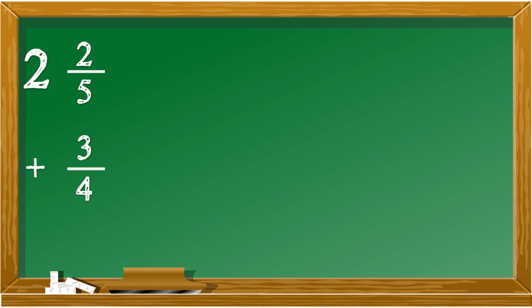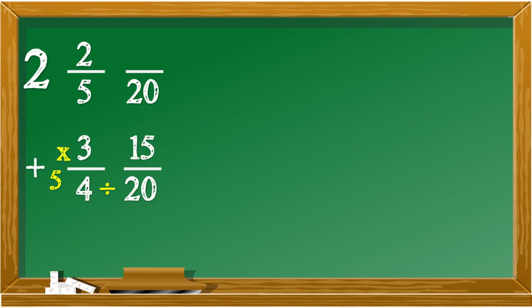Now, let us remove all the numbers and use 20 as their new denominators, and look for the new numerators. So let us divide 20 by 4. 20 divided by 4 is 5. Then 5 times 3 is 15. Next, 20 divided by 5 is 4. And 4 times 2 is 8. So the new fractions are 8 over 20 and 15 over 20. We can now add them.